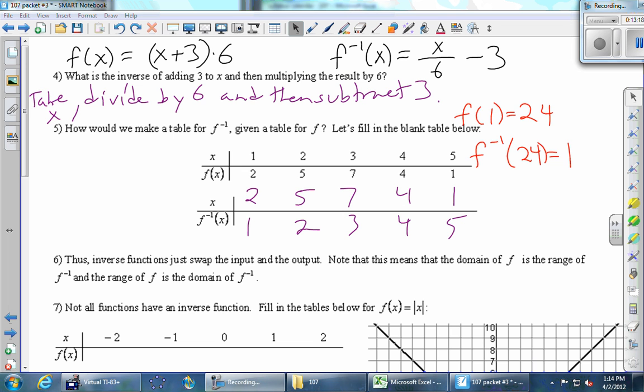Okay. So let's see if we can summarize what we just saw. Number 6, Katrina.